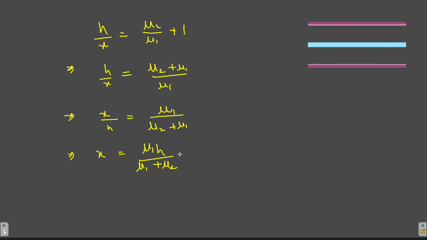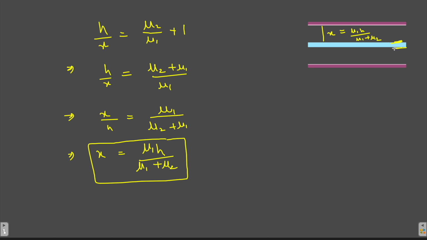So we just found out the distance. Okay, so this is the required distance. If the plate is at a distance x, which is mu1 into h by mu1 plus mu2, so this distance x is equals to mu1 into h by mu1 plus mu2. If this is the distance, then the force on the top side of the plate is same as the force on the bottom side of the plate. So this was the part 1 of the question.